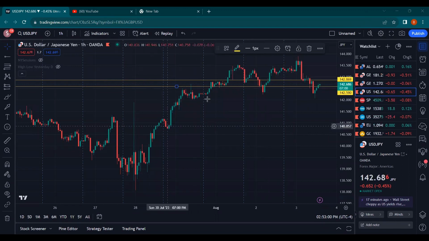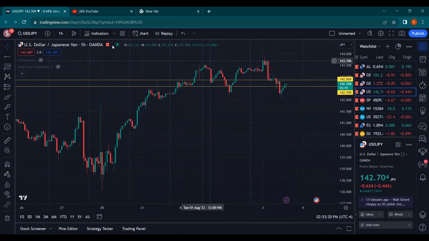So basically, basic market structure, you know what I'm saying? It's up, down, up, down, which is an uptrend. It'd be the opposite of the downtrend. So right now, this is USDJPY, the US dollar to the Japanese yen.